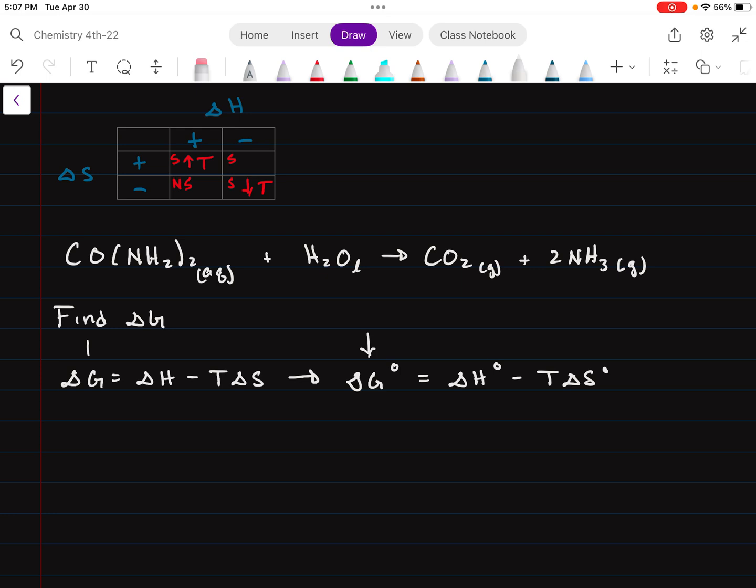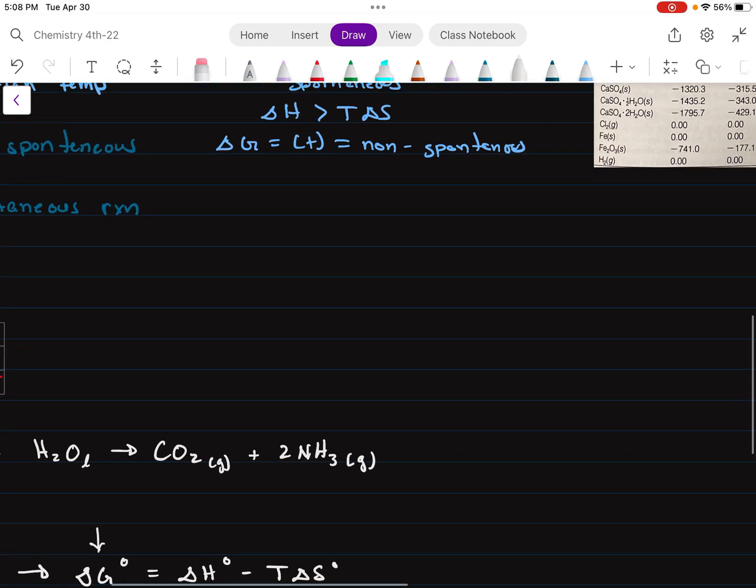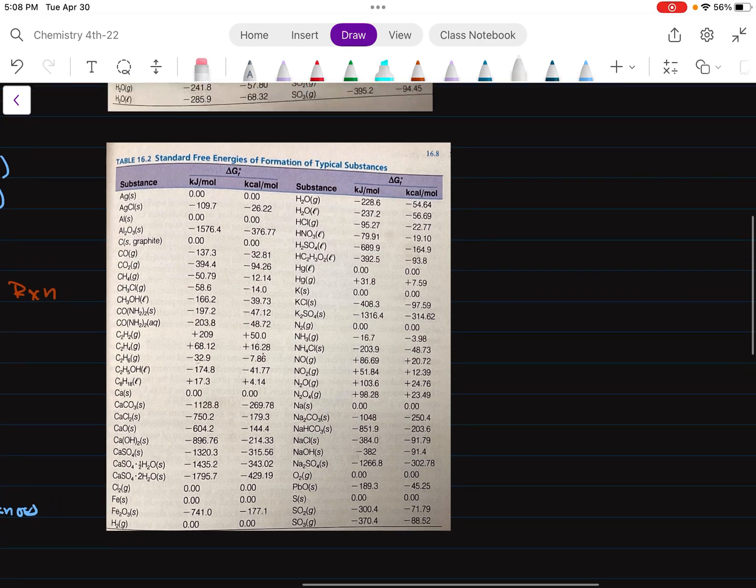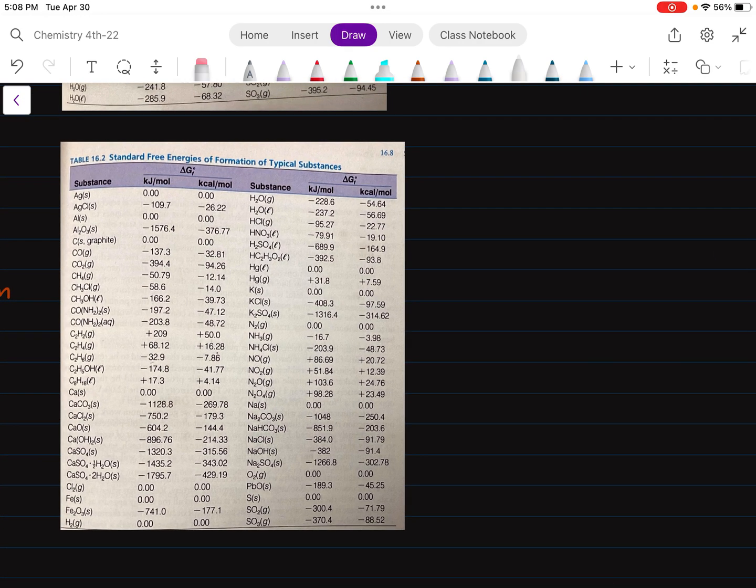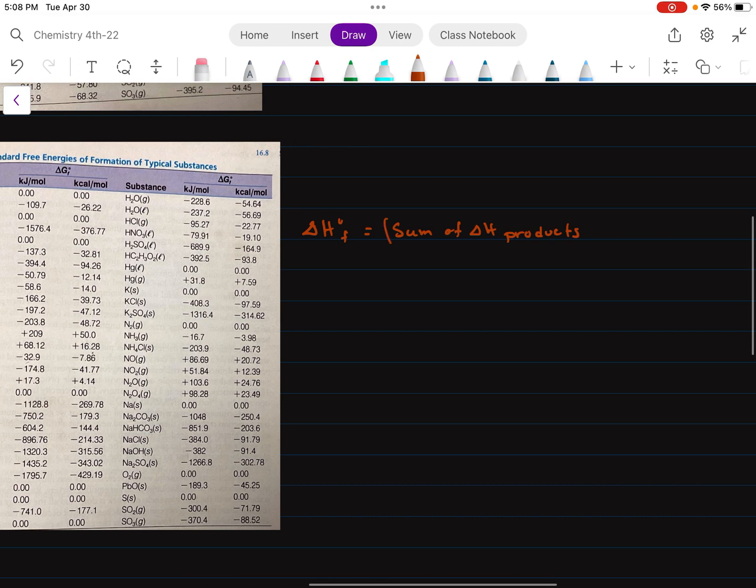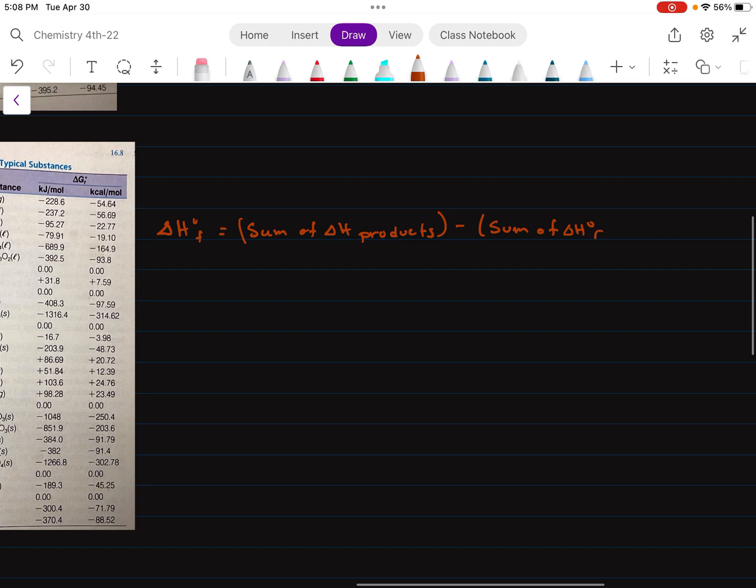We need to find delta H in order to do this, and we're going to use the tables to find these values. So let's take a look at a table. Okay, so I have the tables right here. Now remember, to find delta H, the standard heat of formation, it is equal to the sum of delta H of the products minus the sum of delta H of the reactants.